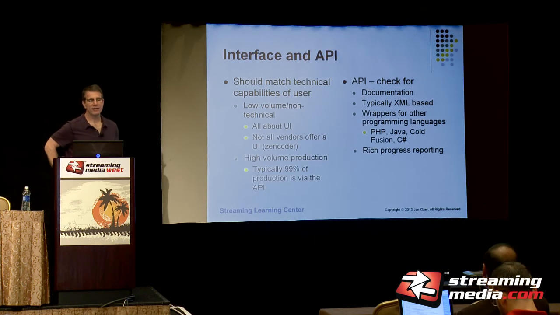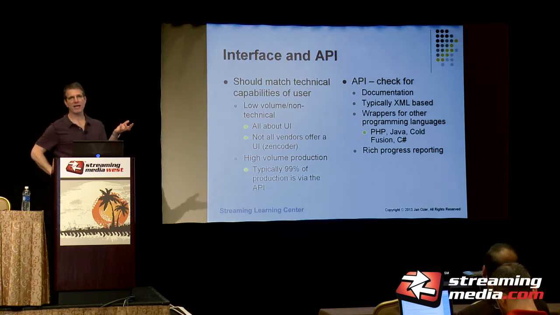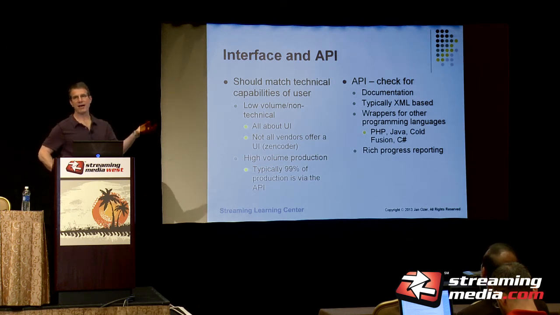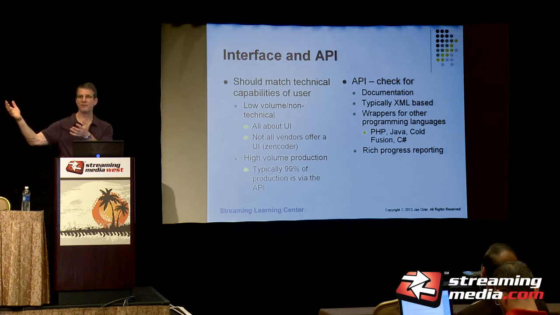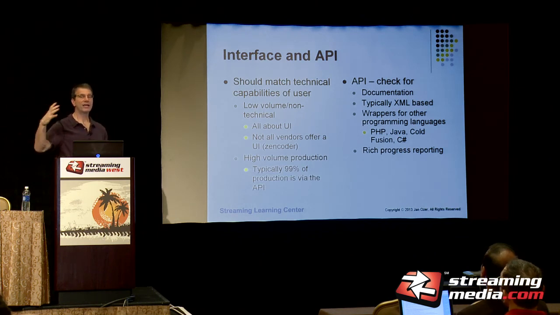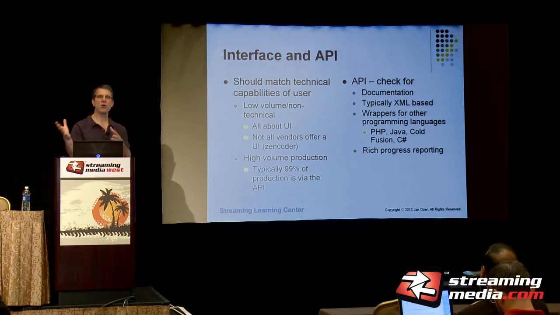And then the interface and the API should match the technical capabilities of the user. Again, Encoder, I'm not a programmer, so Encoder actually had to create the scripts for me to test their product. So if I was choosing a cloud encoding vendor for low volume encodes, I wouldn't choose Encoder because they don't have a UI. On the other hand, if you're encoding thousands of files a month, you need an encoding vendor who has a very well-developed API that your programmers like and think they can live with. So, who you are determines which type of cloud encoding vendor you're going to need.